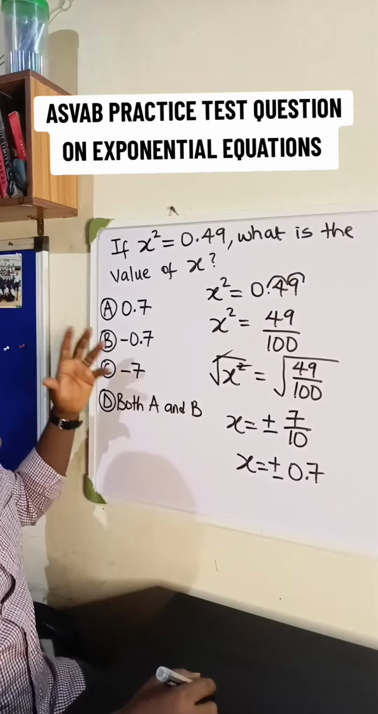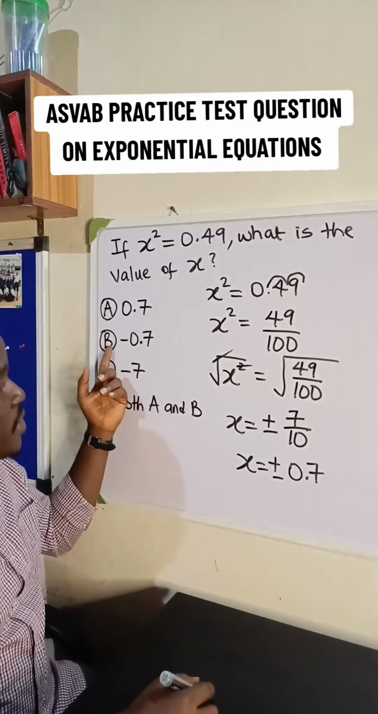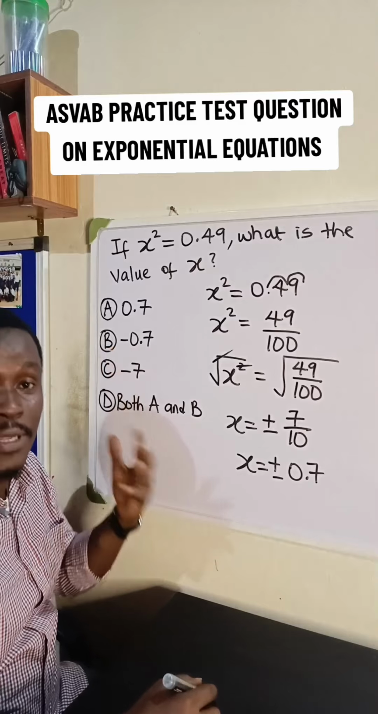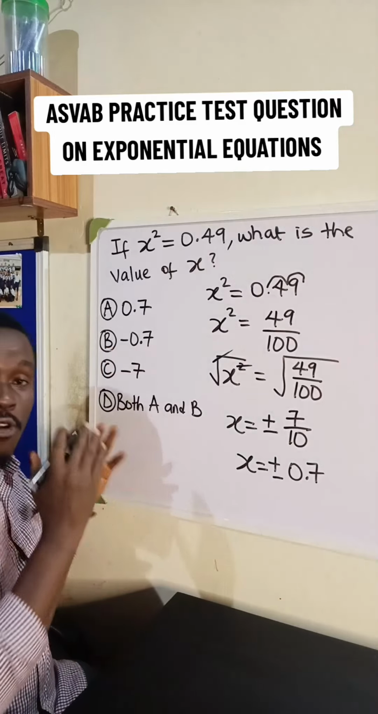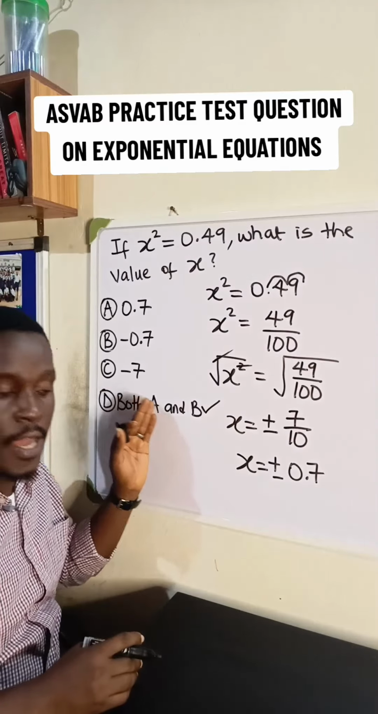So what is the correct answer? Option A is not the correct answer. It is part of the answer. Option B is not the complete answer. It is also part of the answer. This means the complete answer to this question is D, which is both A and B.